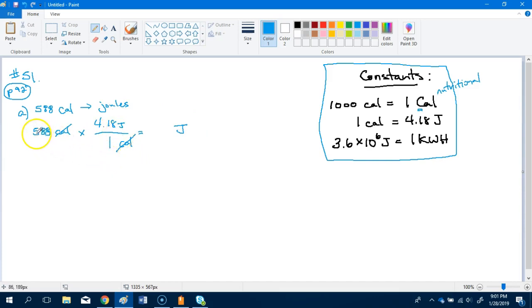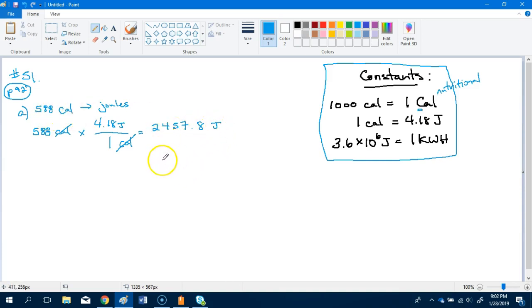Now I can go and do the equation. I can solve for it. 588 calories times 4.18 joules is going to give me 2,457.8 joules. I could divide by 1, but I would get the same answer. So that is the conversion of 588 calories to joules.